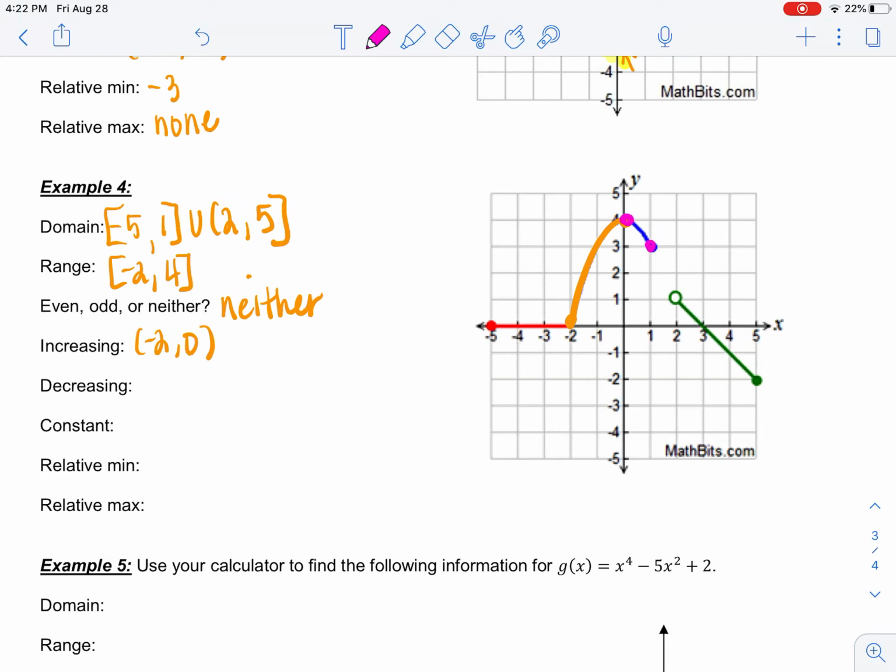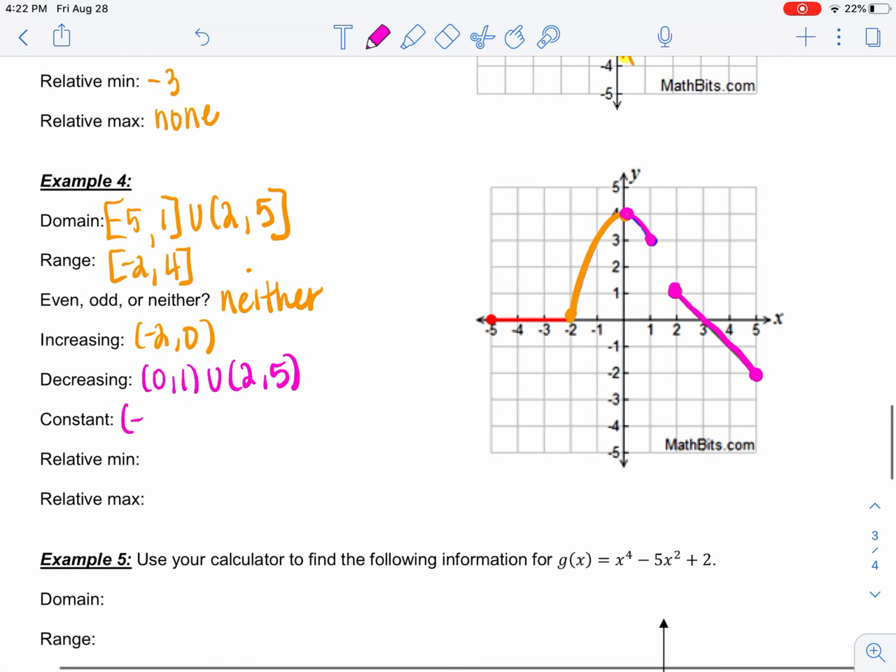Where is it decreasing? It's decreasing from here to here. It's also decreasing from here to here. This is open, but still, it's still decreasing. So that is from 0 to 1 and 2 to 5. Where is it constant? It's constant at that red piece.